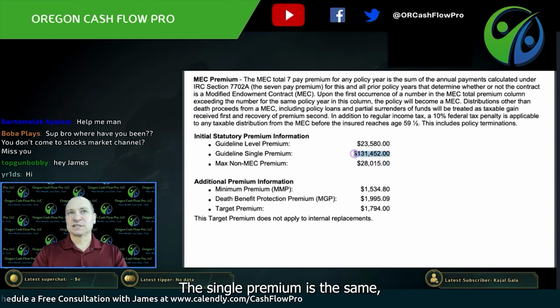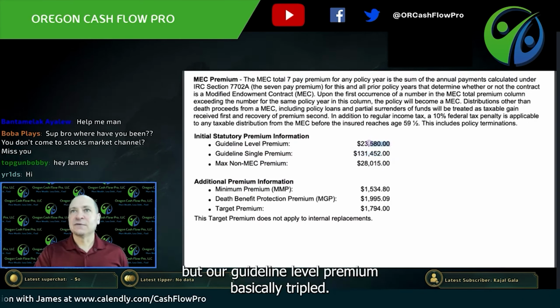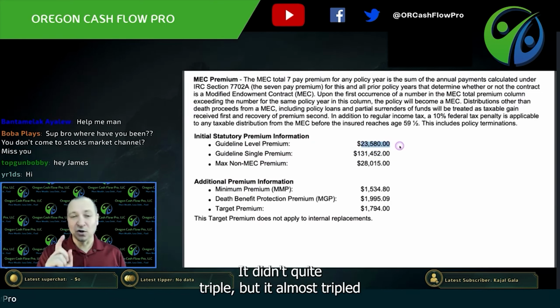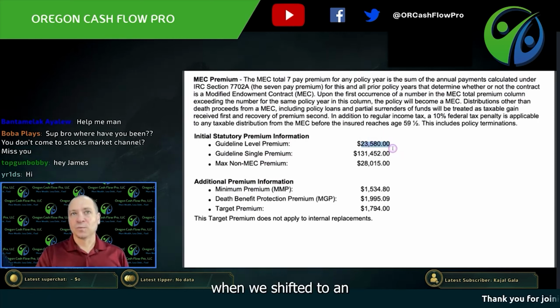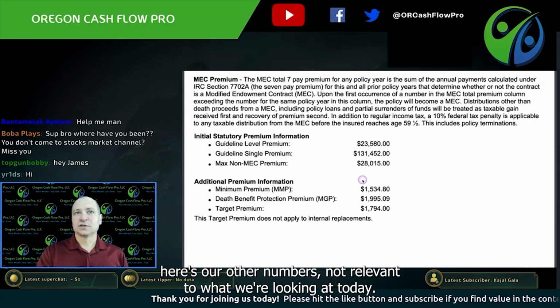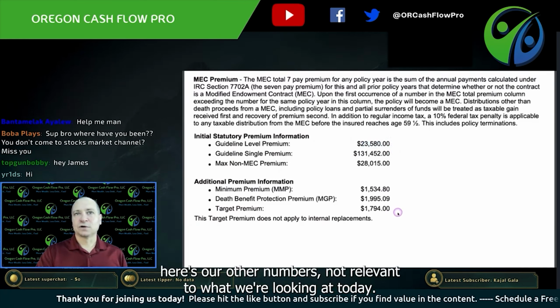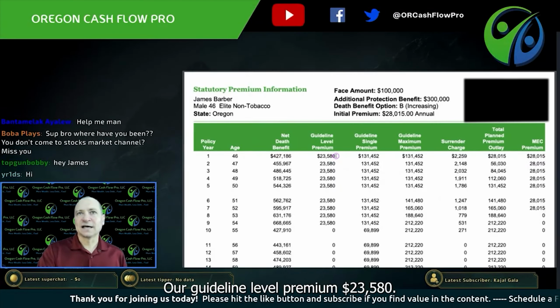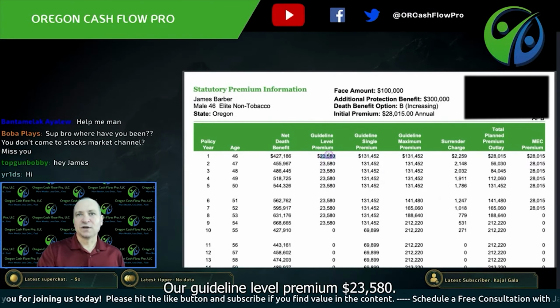The single premium is the same, but our guideline level premium basically tripled. It didn't quite triple, but it almost tripled when we shifted to an increasing death benefit. Here's our other numbers, not relevant to what we're looking at today. So take a look here. Our guideline level premium, $23,580.